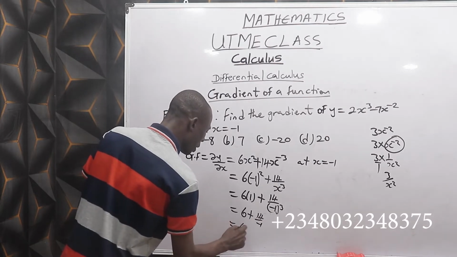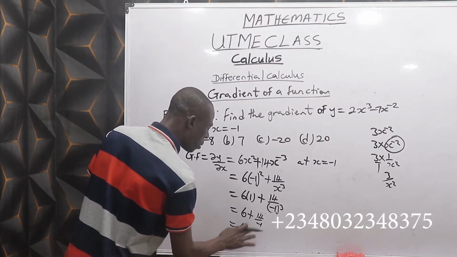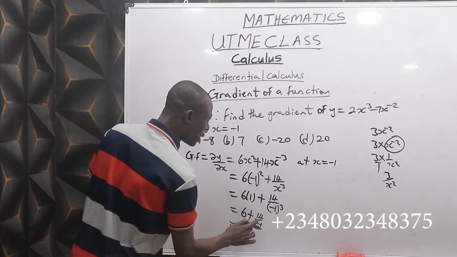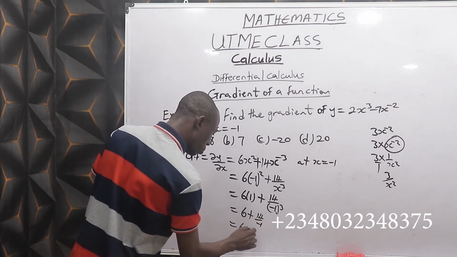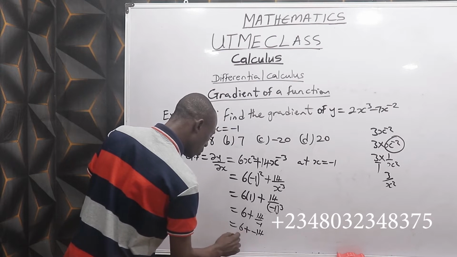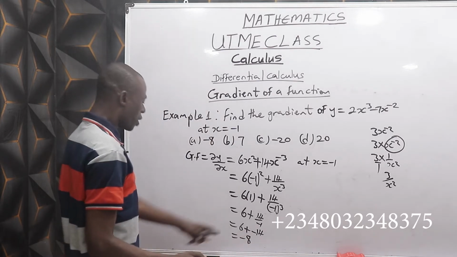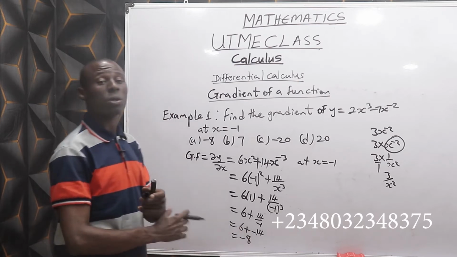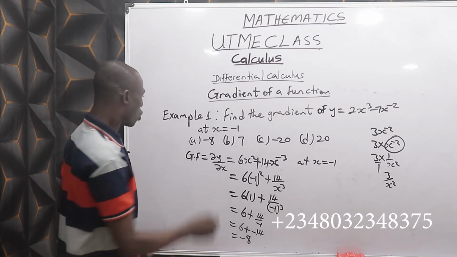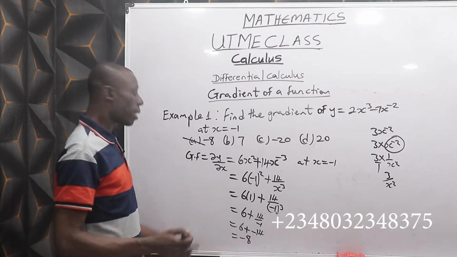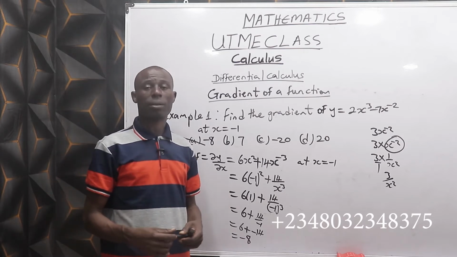So we now have 6 plus 14 divided by minus 1, which is minus 14. That is 6 plus minus 14, which is minus 8. And that tallies with option A. Option A is the correct answer.